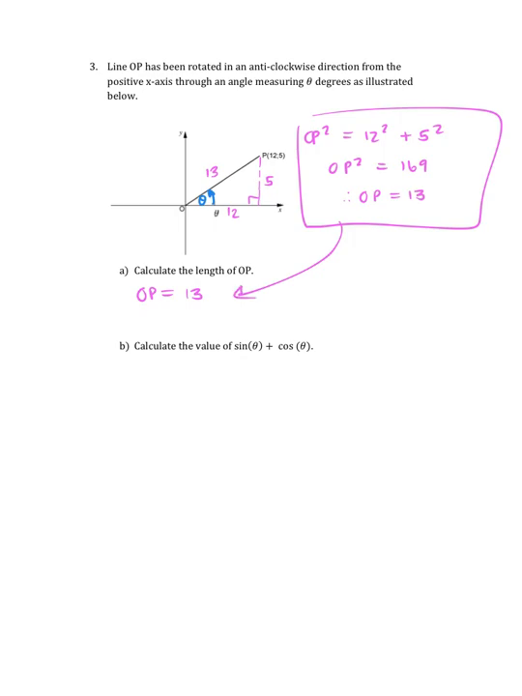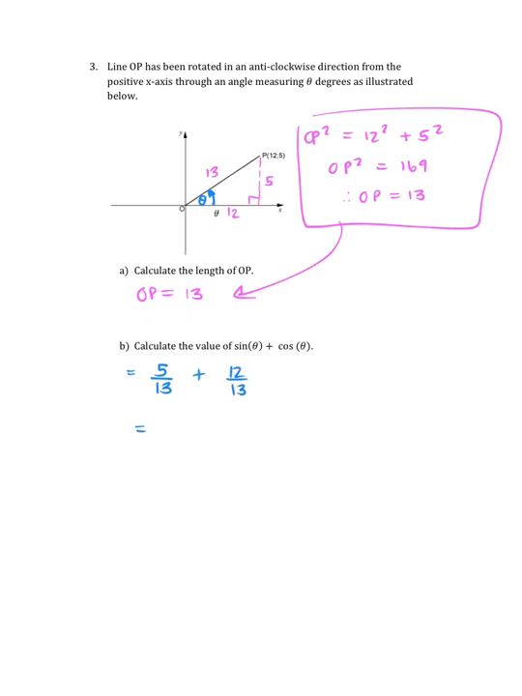Perfect. Okay. Calculate the value of sine theta plus cos theta. So we don't panic now. All right. So what is sine of theta? Sine is opposite over hypotenuse, y over r. So sine theta is simply 5 over 13. What's cos theta? So cos is adjacent over hypotenuse, or x over r. So that's going to be 12 over 13.